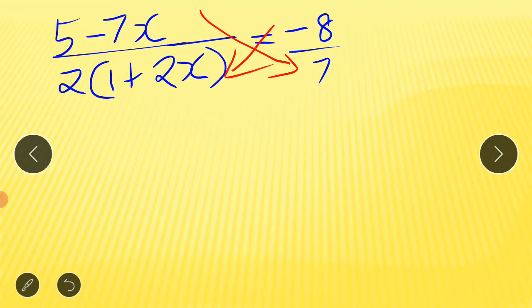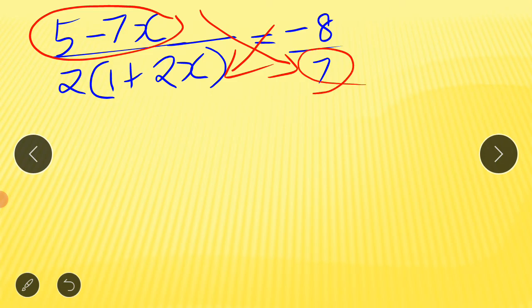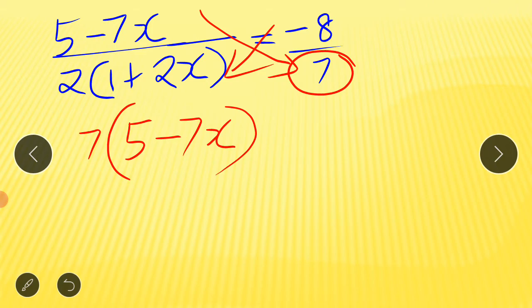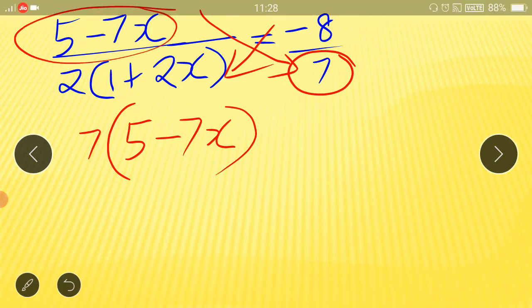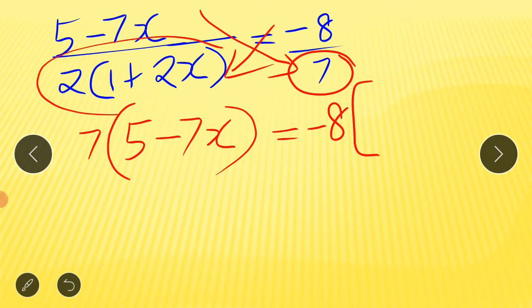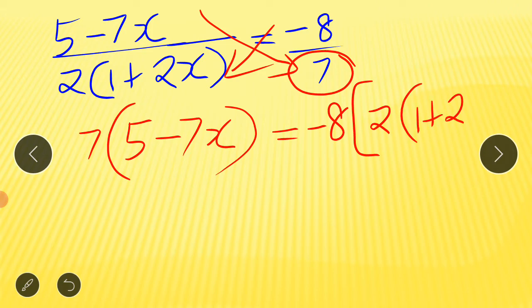Okay, so now 5 minus 7x into 7. 5 minus 7x into 7, like that. So we can write it like this, is it? 7 into 5 minus 7x. Remember, when you multiply a constant with two terms, the bracket is compulsory. Equal to, here this one, no, cross multiplication, we need to multiply. Here we need to be careful, minus 8 is to be multiplied by this term fully. So 2 into 1 plus 2x.